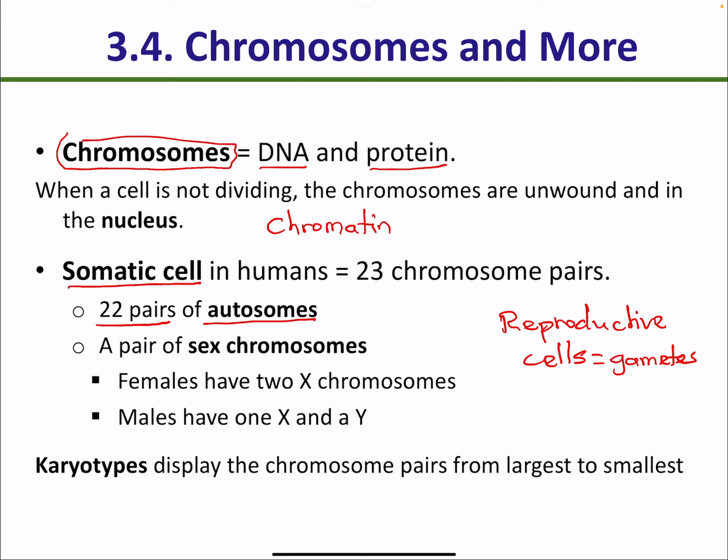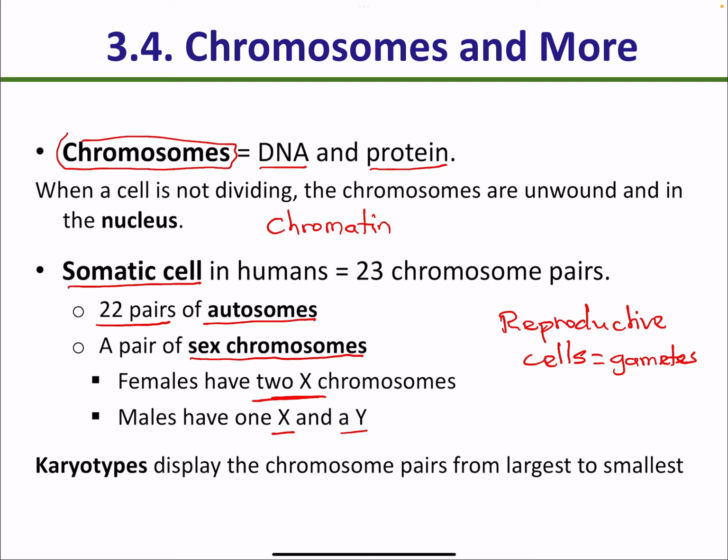So the 22 pairs of autosomes are not associated with sex characteristics. Then you have one pair of sex chromosomes. These sex chromosomes in humans, X and Y, are going to be responsible for your sexual characteristics, right? A female individual is going to have 2 X chromosomes, while a male in the human species is going to have 1 X and 1 Y.